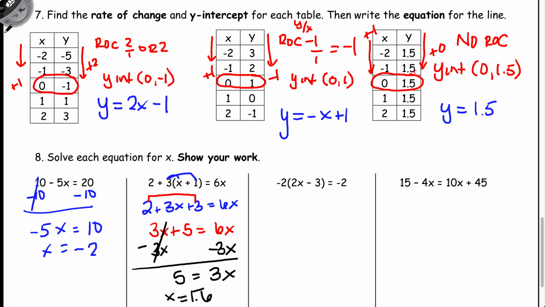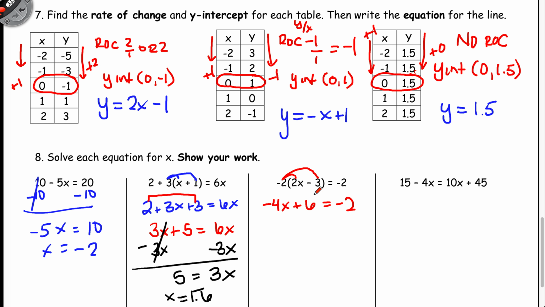All right, next one. Distribute first. Negative 2 times 2 gives me negative 4. Bring down that x with it. Negative 2 times negative 3 is going to be positive 6 equals negative 2.